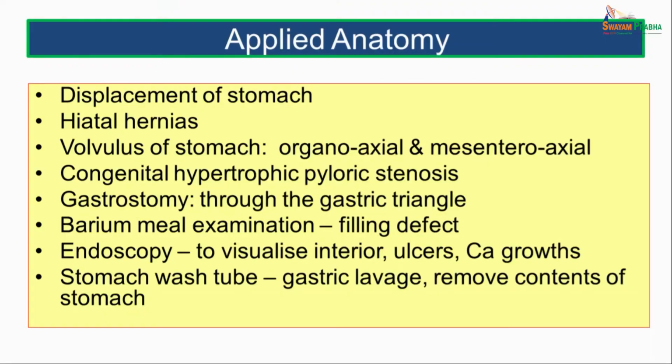The next point is congenital hypertrophic pyloric stenosis. This is a congenital neuromuscular incoordination which is seen due to the thickening of the circularly arranged muscle layer of the pyloric sphincter. Because of this thickening of the circular muscle layer, the pyloric opening is stenosed or narrow, and this narrowing leads to progressive vomiting which is seen in the infant.